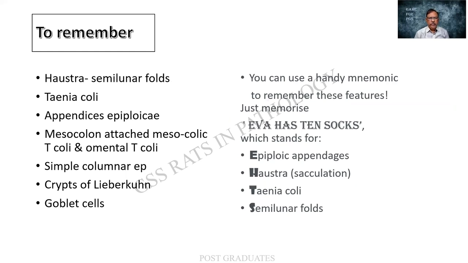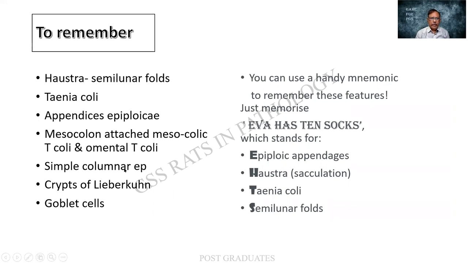The points that we have to remember will be these: the haustra or the semilunar folds, which I will be showing you, or you will be seeing in all the specimens. Tinea coli, they are the strips of smooth muscle. Appendices epiploicae, or the tags of fat. The mesocolon, that is attached to the mesocolic region of the tinea coli and the omental coli.